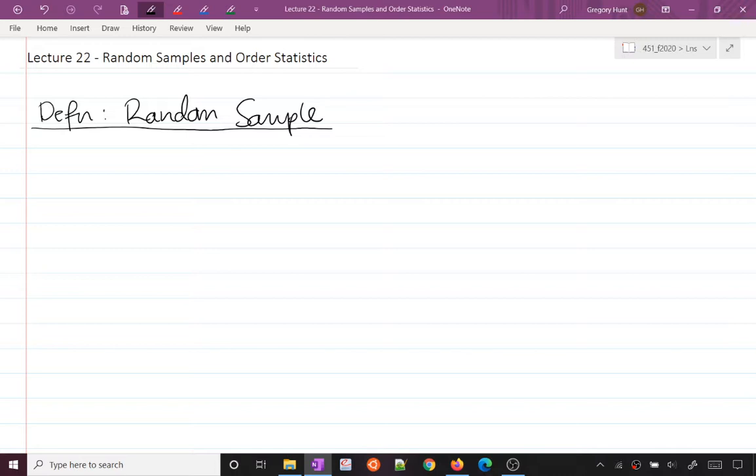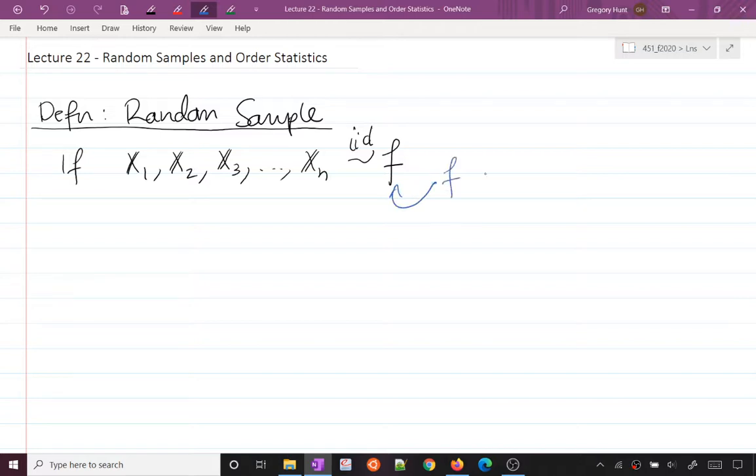Now that we've done all of this legwork throughout the semester, we say that if we have a collection of random variables, say X1, X2, X3, up to some Xn, and if these are independent and identically distributed, they are IID from some distribution, which we're generically going to denote the PDF or PMF of that as F. So here F is the PMF or PDF of some univariate distribution.